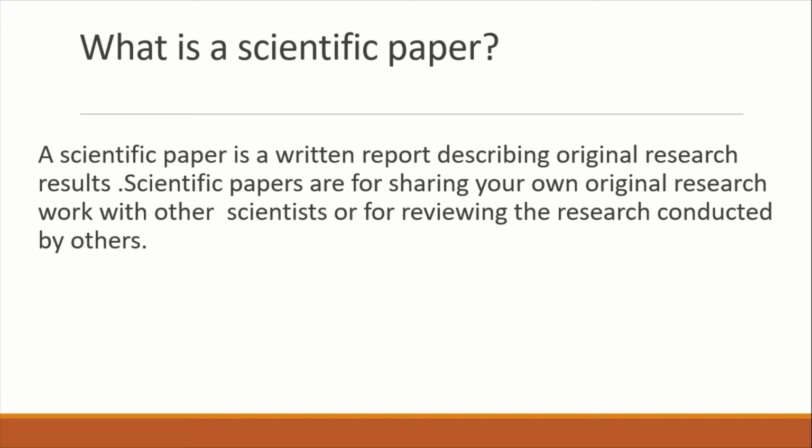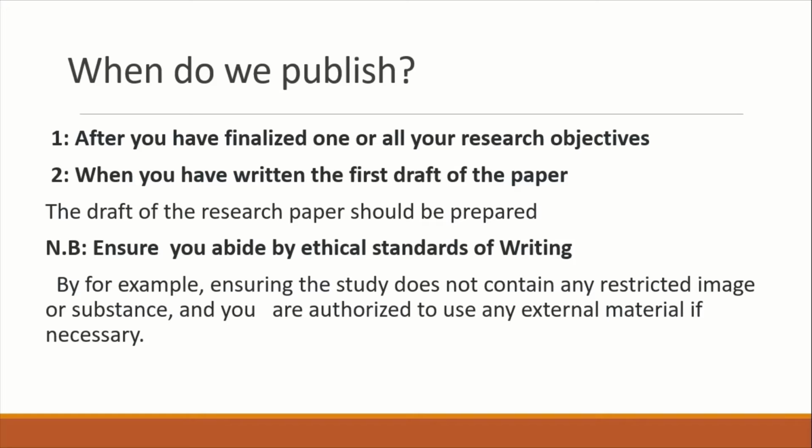A scientific paper is a written report describing original research results. Here, it means that it must be something you did yourself that is not plagiarized. Plagiarized means that you have taken someone else's research and then taken credit and said that it's yours. When you are publishing, it must be something original that you have done yourself or with your team. Scientific papers are for sharing your own original research work with other scientists or for reviewing the research conducted by others.